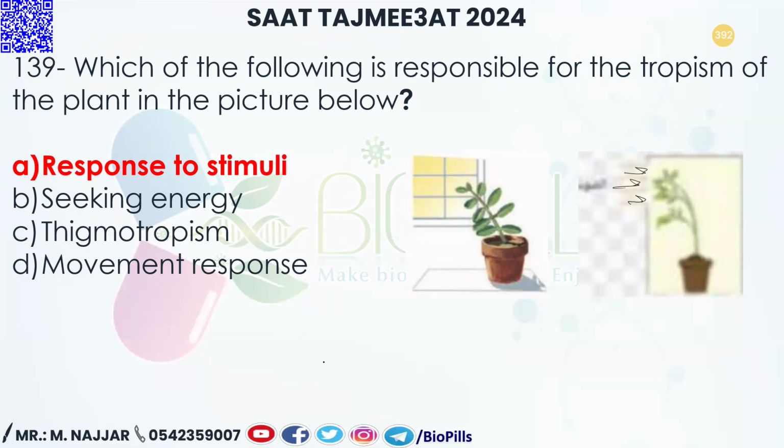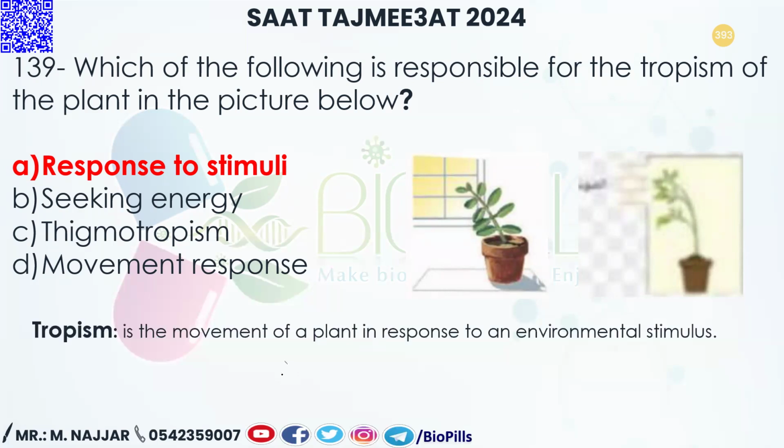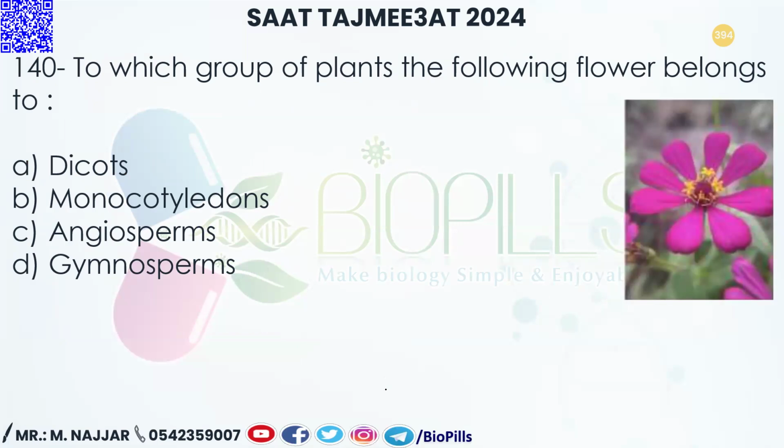Vague. It's vague, my dear. It's incorrect. If I'm marking, it is incorrect. Why? Because it's shared with another thing. Tropism is the slow growth movement of a plant in response to an environmental stimulus. So what causes this movement? Response to stimulus. Okay, to which group of plants does the following flower belong? It's very easy.